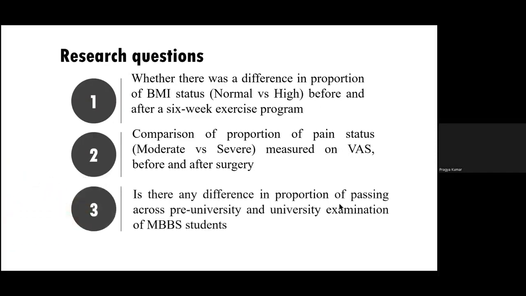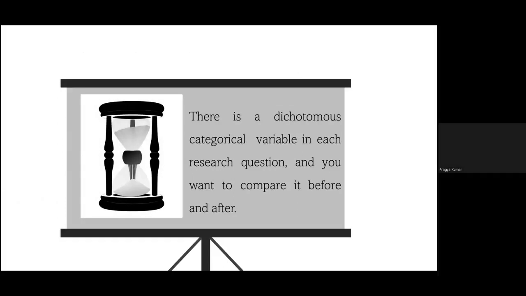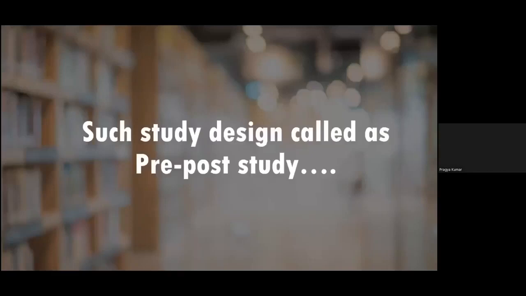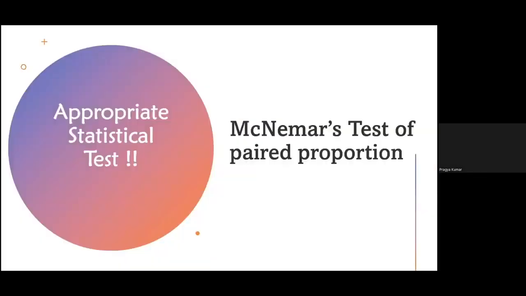Similarly, is there any difference in the proportion of passing across the pre-university and university examination of the MBBS students? So again, there will be pass and fail, and there will be two exams, like pre-university and university. So this will also be a 2x2 table. So remember, we can apply the McNemar test only in a 2x2 table. We cannot apply the McNemar test in a 2x3 or 3x3 table. So what have you observed? There is a dichotomous categorical variable in each research question, and we want to compare it before and after. Such study designs are called pre-post studies, and we use the McNemar test of two proportions.